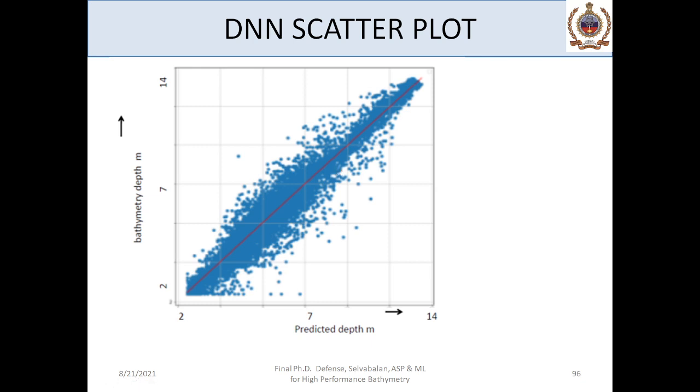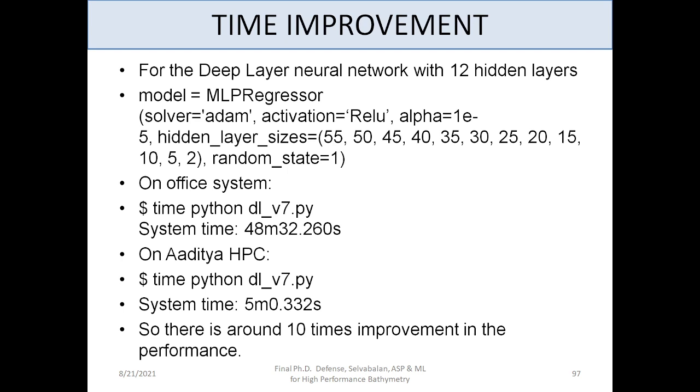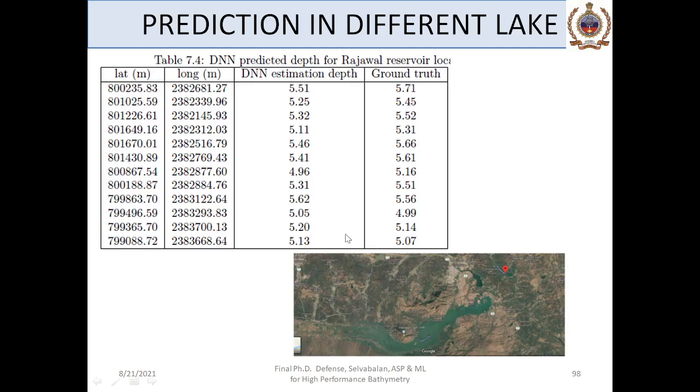I got a very good fit, by which I could measure the bathymetry with centimeter levels of accuracy errors. A multilayer perceptron is used here. Another important point is the time-based optimization using a GPU. I took only 5 minutes to run all the 13 band data on the Aditya high performance computing system, which otherwise took 48 minutes on a simple code just for testing purposes. So that much time you will be saving.